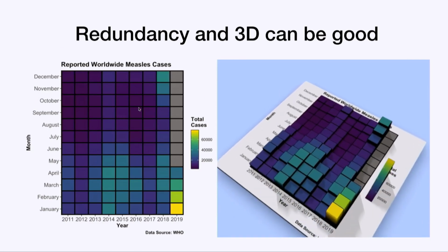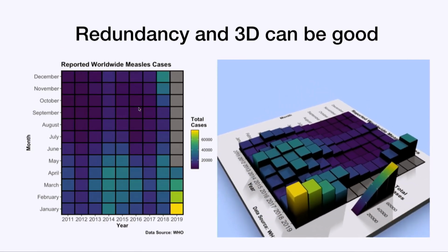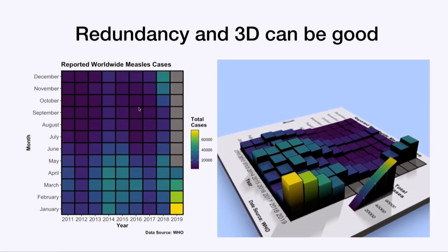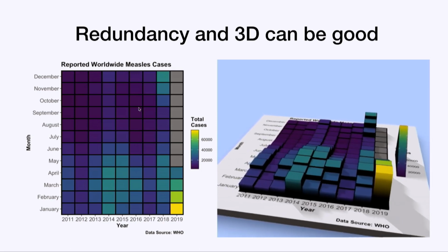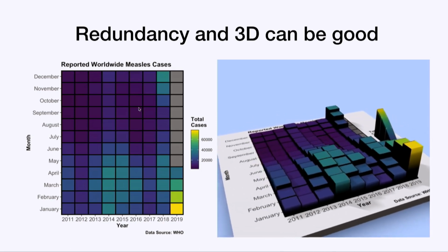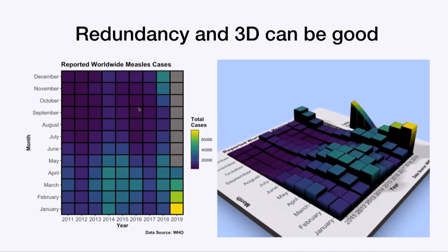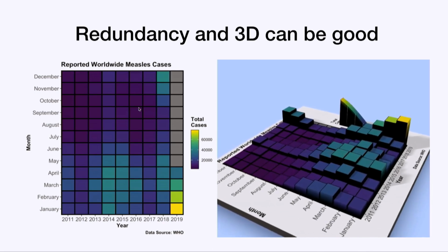Some might say that it's improper to map the same variable to two separate aesthetics. This visualization is showing the number of measles cases in the world reported by the WHO mapped to both color and height, which is a redundant mapping. But redundancy can be good because it can improve the accessibility and interpretability of our plots.